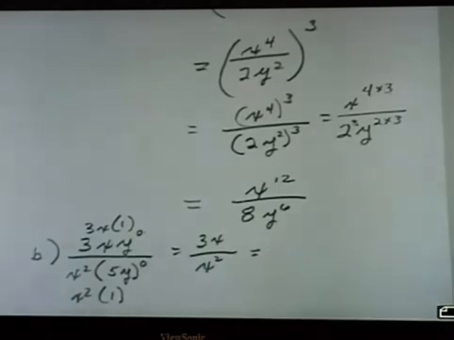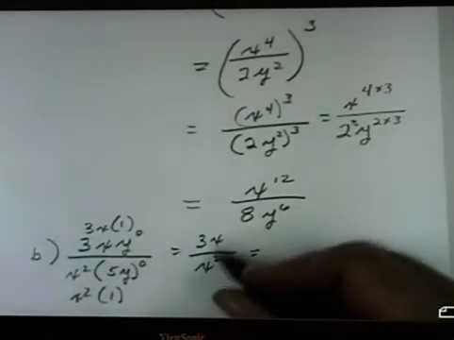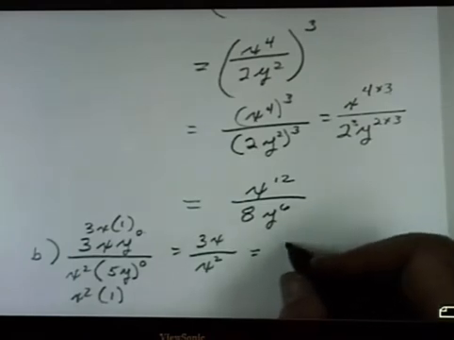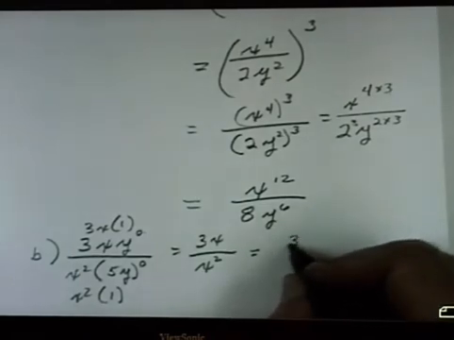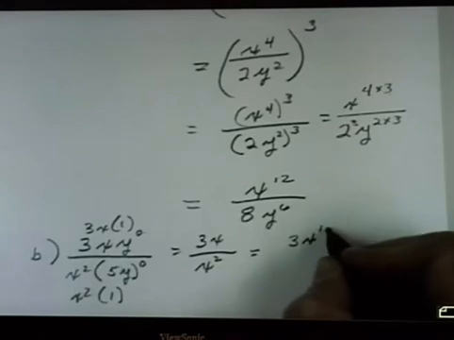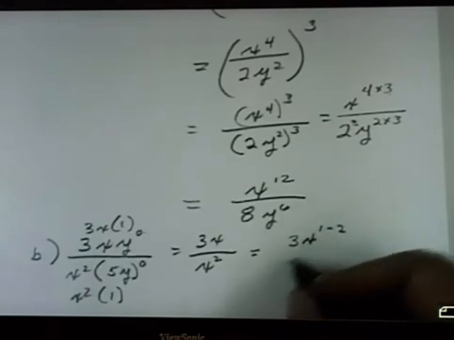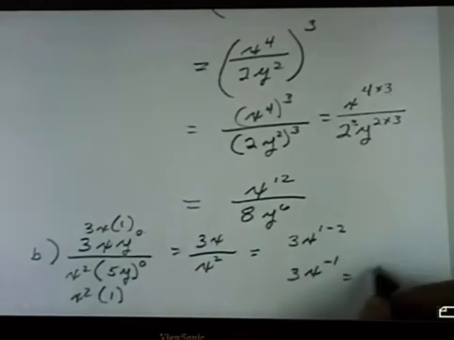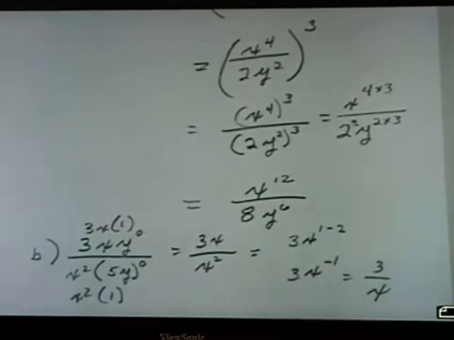Now we can subtract. We're dividing x to the 1 by x squared. So this is 3x to the 1 minus 2, which is 3x to the minus 1, which is 3 over x. Did you follow that, or did I go too fast?